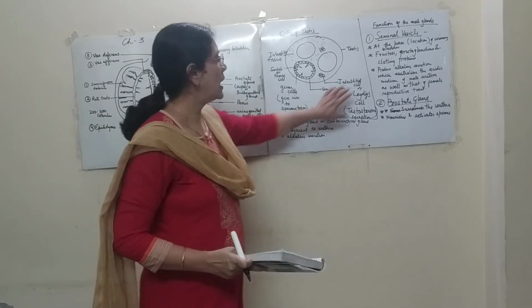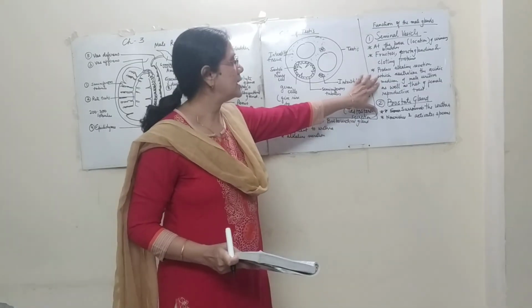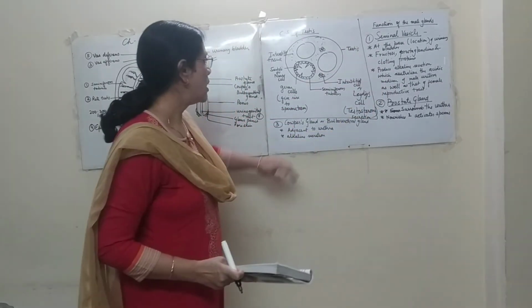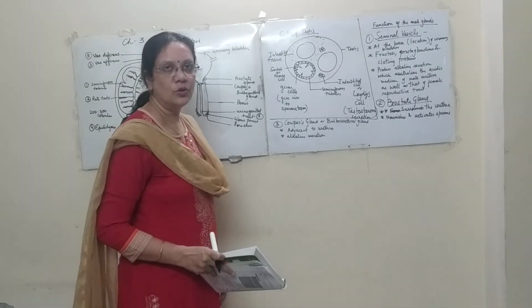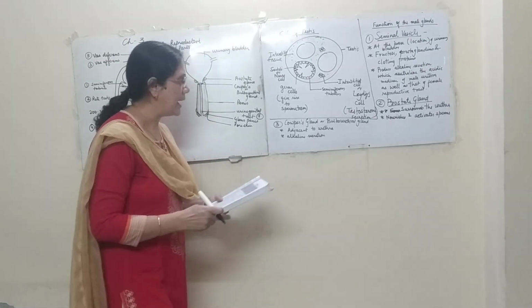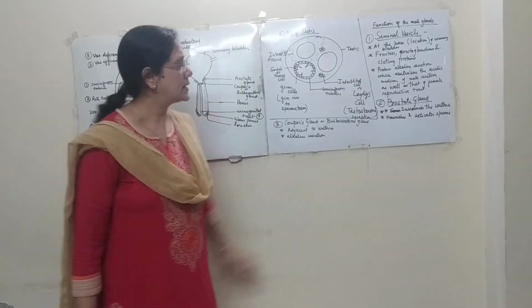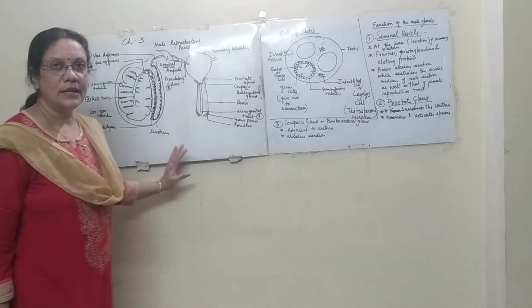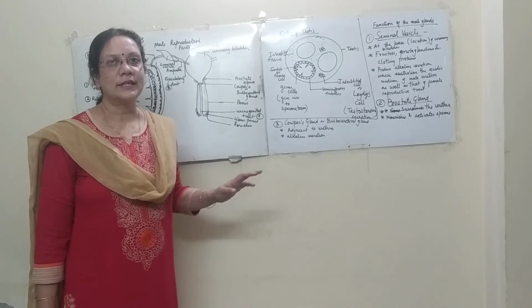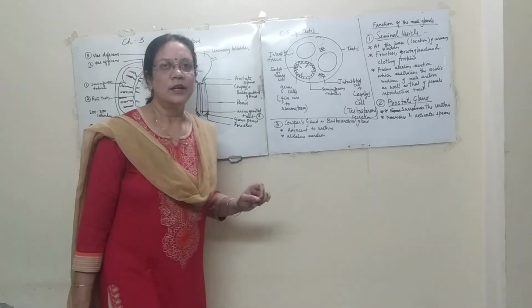So this function and this function are nearly the same. That is the seminal vesicles and the bulbourethral gland. So this is very important. That is the function of the glands. I hope this is clear. In our next video, we will discuss the female reproductive system.